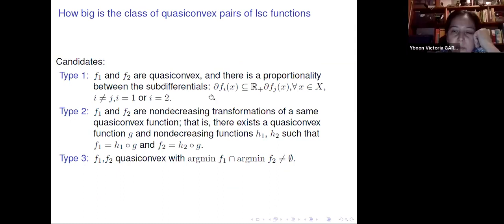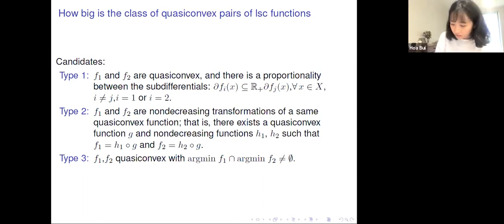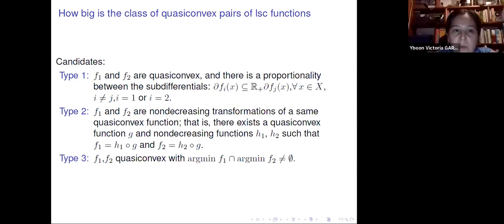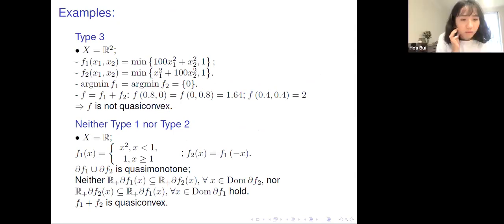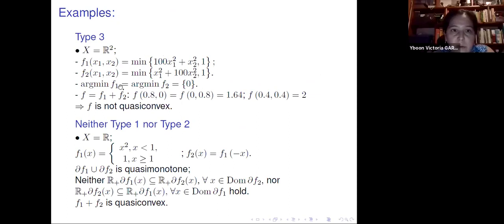No. These examples are to show what looks like a very reduced family, but in fact it's not. No, this is not necessary. You can have a quasi-convex pair that is not type 1 or type 2. The quasi-convex pair is more general. Type 3 doesn't work in general.